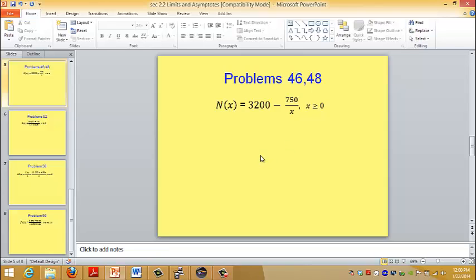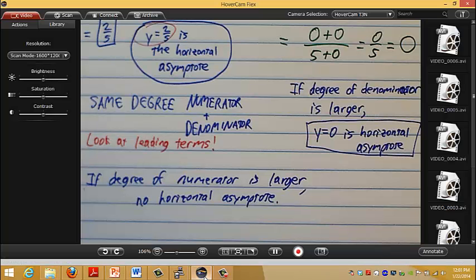You got a question first? Wait, what was that last thing you said? If the numerator is greater than the denominator, there's no horizontal asymptote? Is that correct? Right. If the numerator has the bigger degree, then you're not going to have a horizontal asymptote.